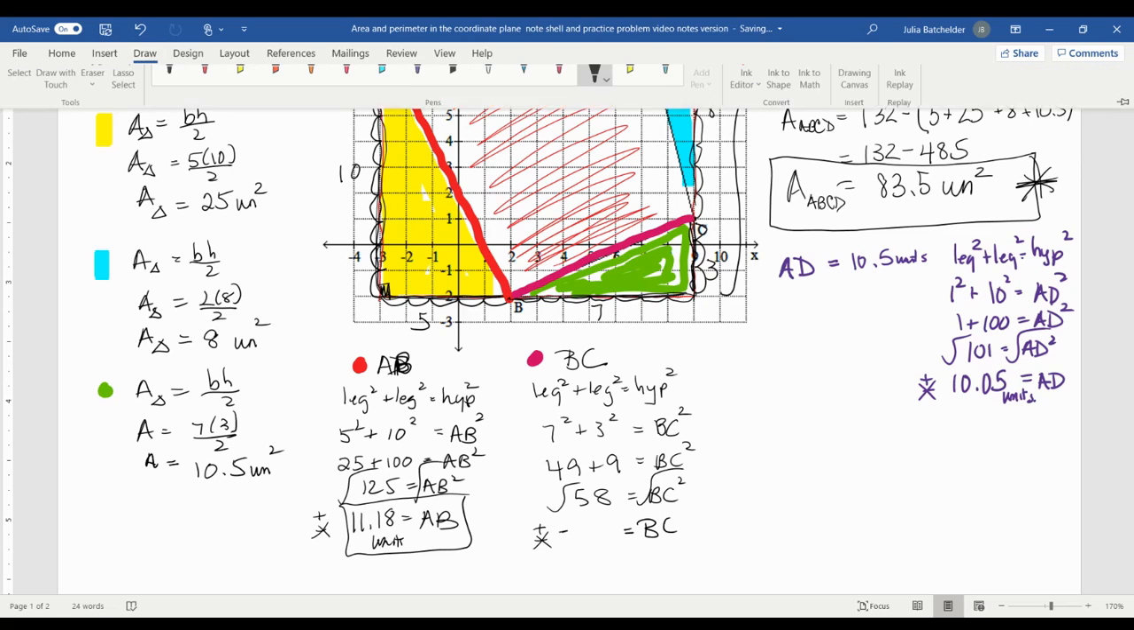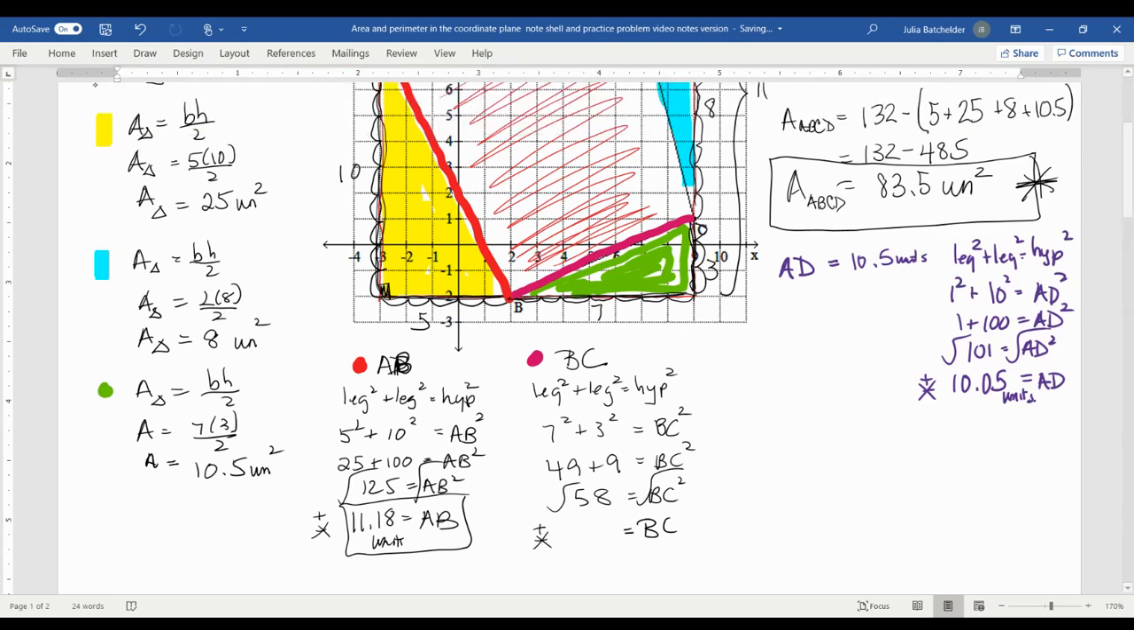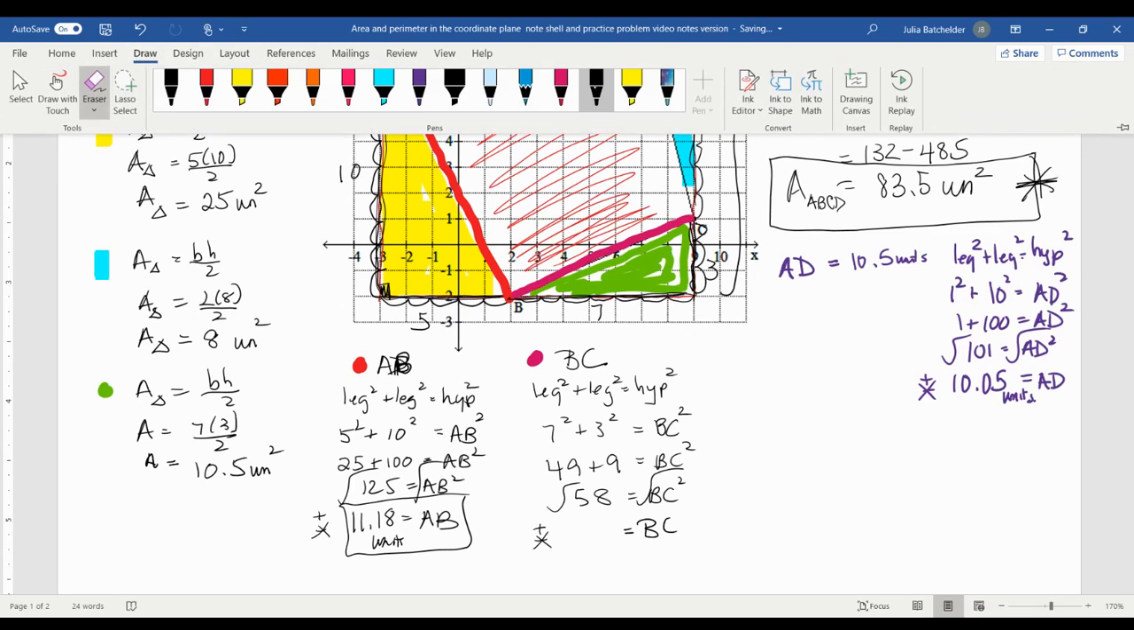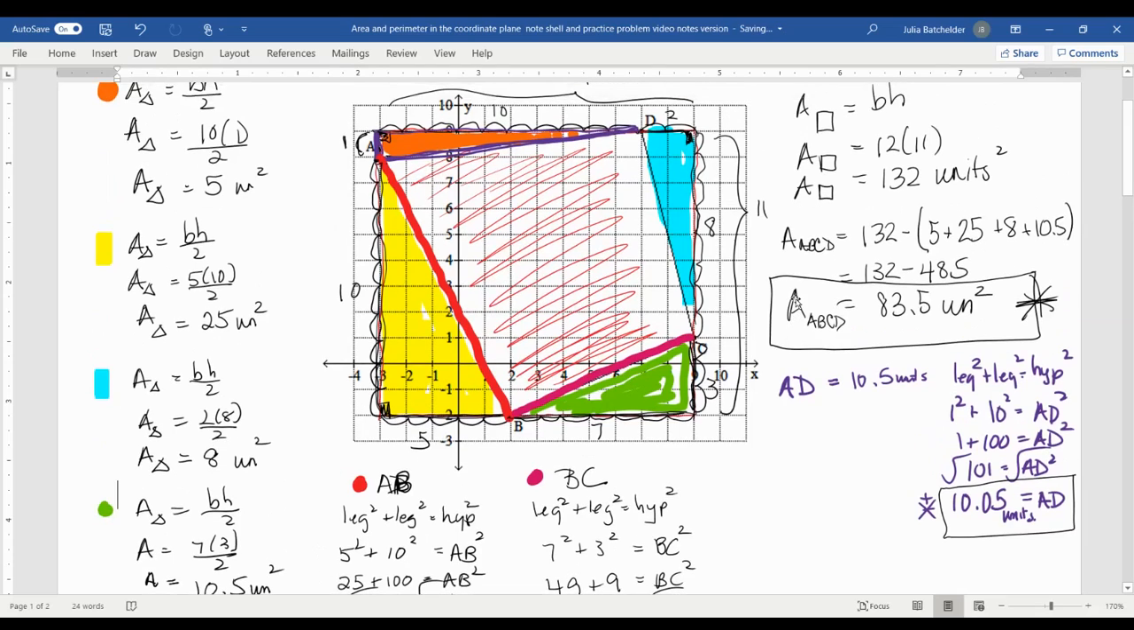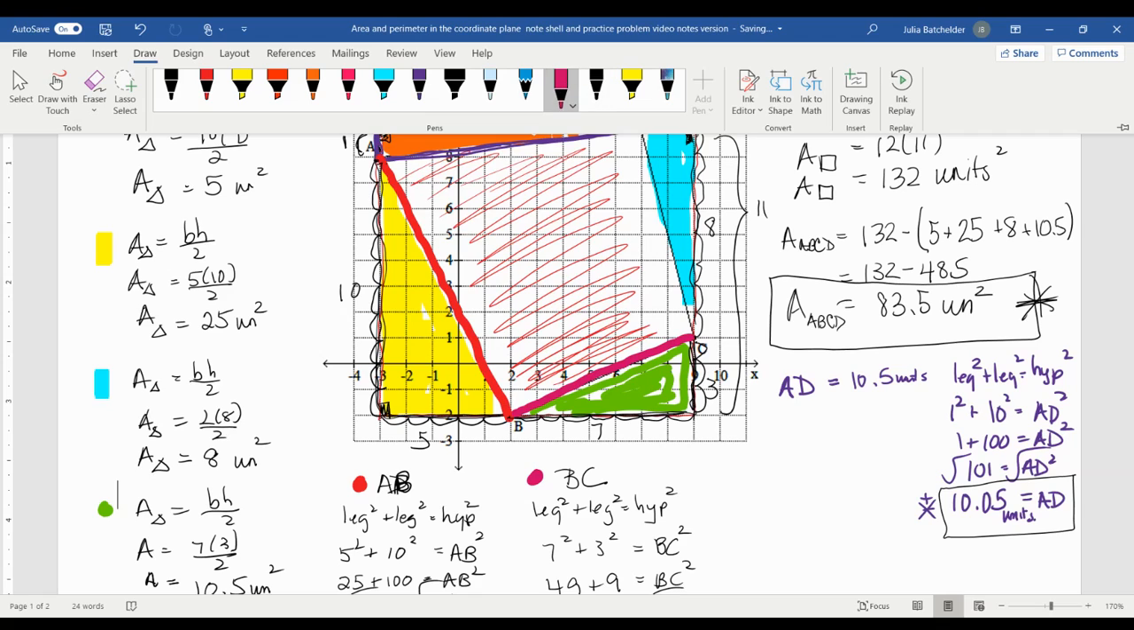And I just wrote a negative sign. Silly. So 7.62 units is BC. We had AD over here. The only one we have left to find, scroll up a little bit here, is C to D. So we've got to figure that one out.